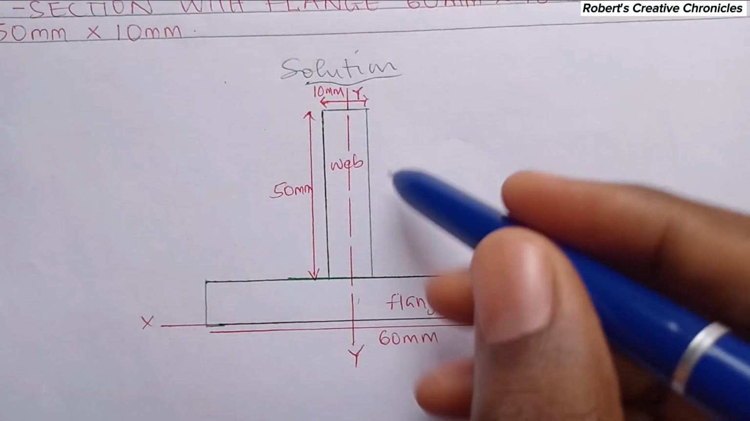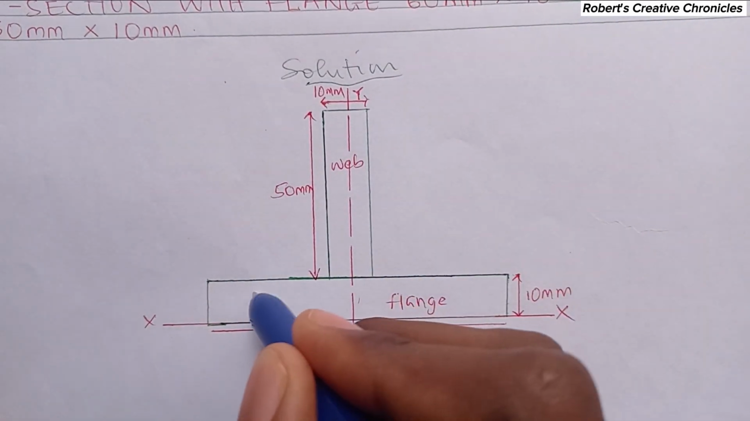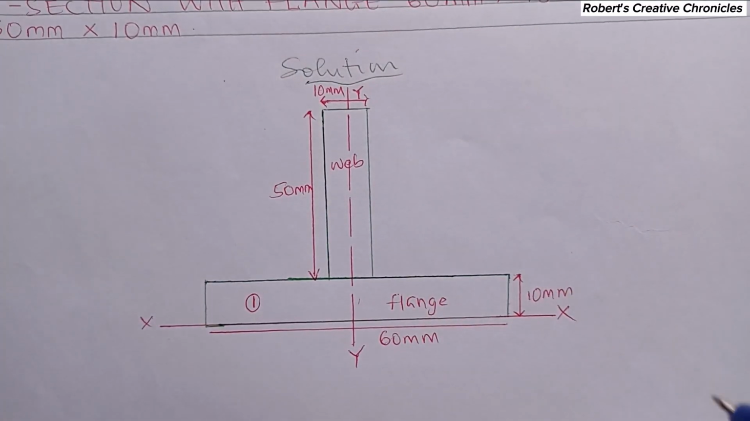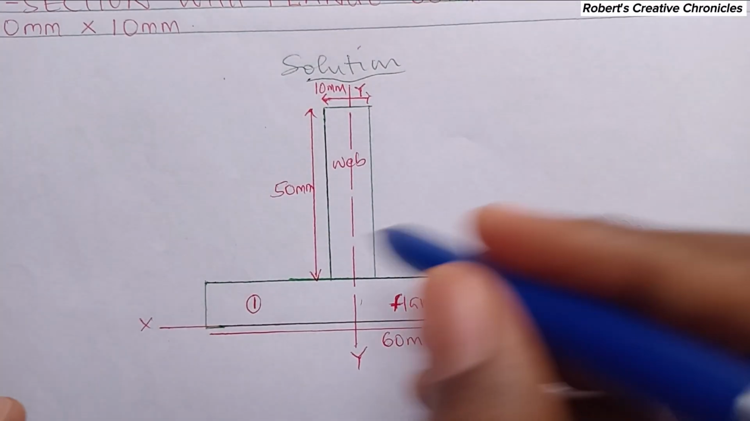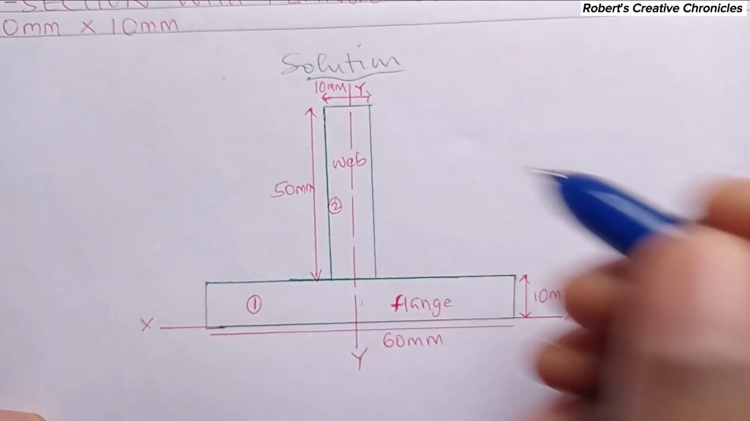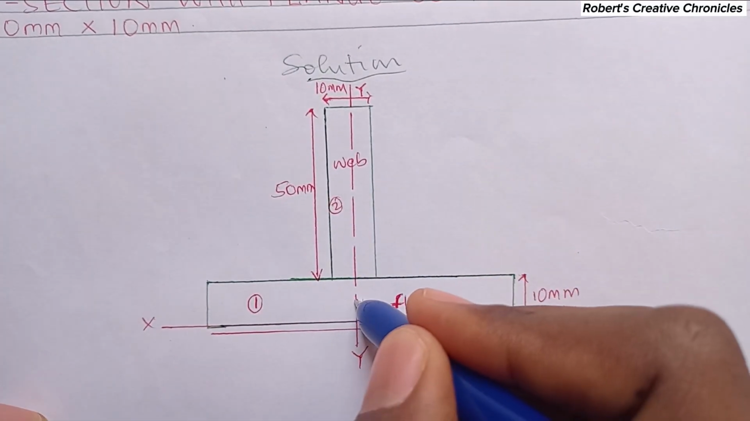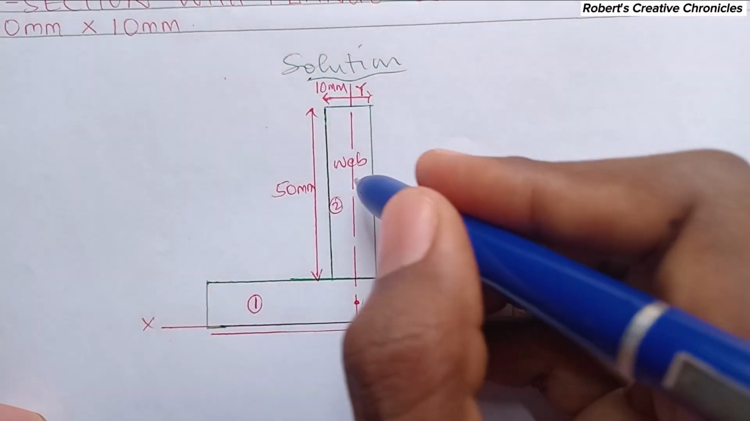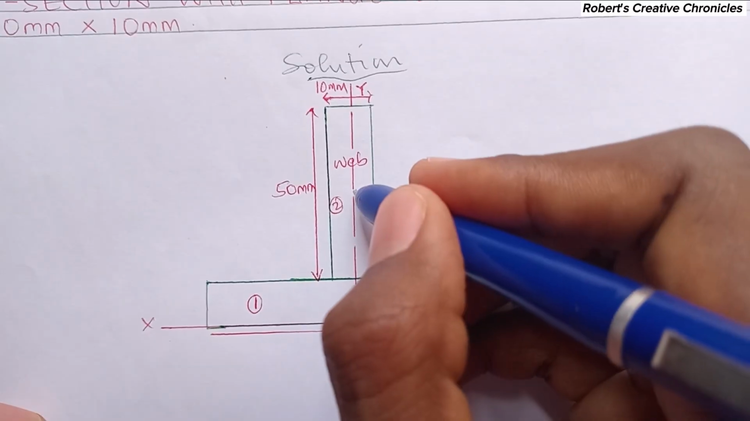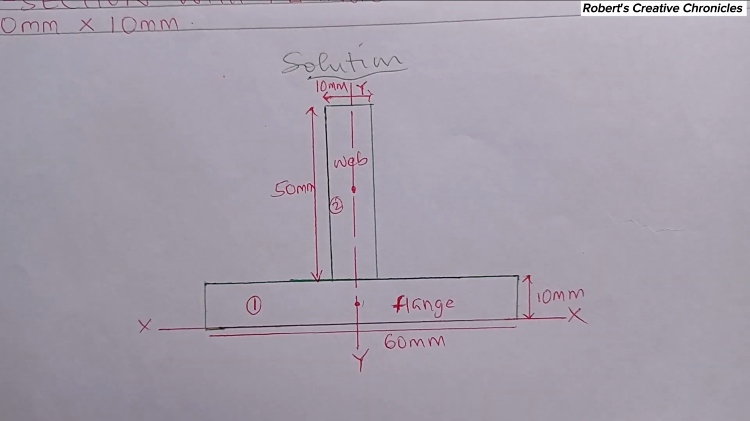Now we have to locate the center of gravity of these two shapes. This one will be my first shape, and this one will be my second shape. Now we have to find the center of gravity of the individual shapes. The center of gravity of this is here, and the center of gravity of the second shape is here. It's at the center.